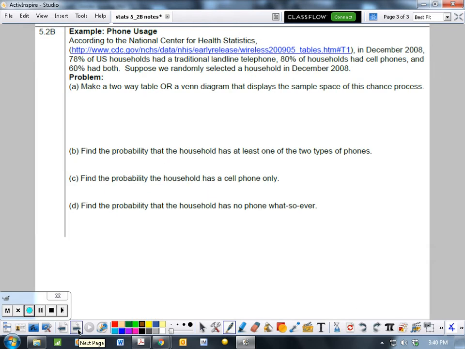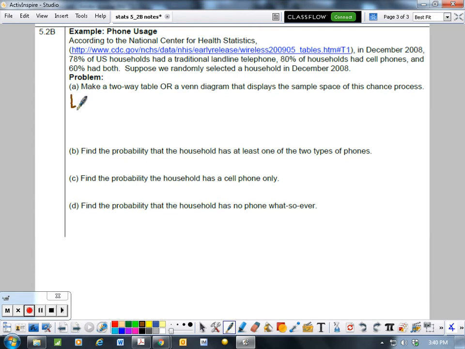Okay, phone usage. According to the National Center for Health Statistics, in December 2008, 78% of households had a traditional landline, 80% had cell phones, and 60% had both. Suppose we randomly selected a household in December 2008. So this one's a little different because instead of giving us actual counts, they gave us percentages, which will turn into proportions. So we're going to go ahead and make a two-way table.